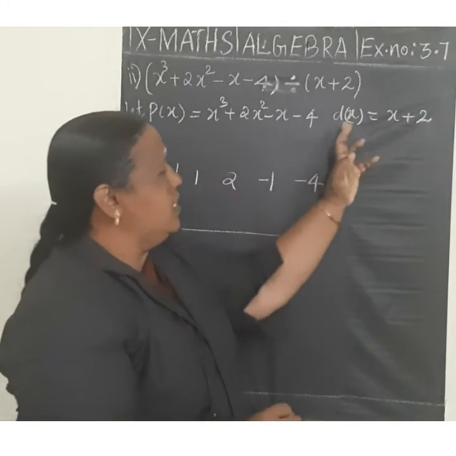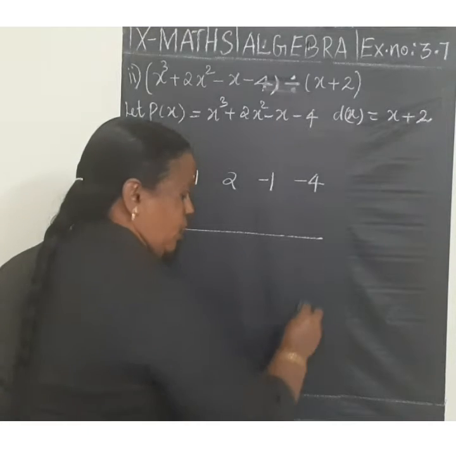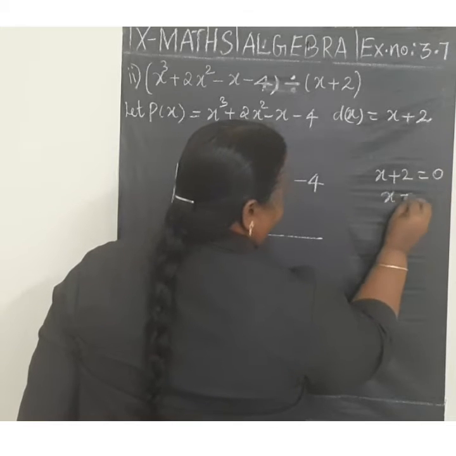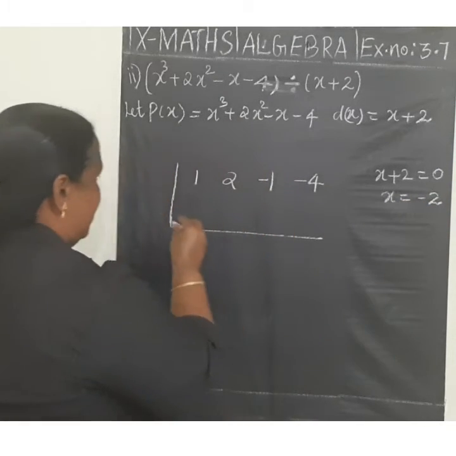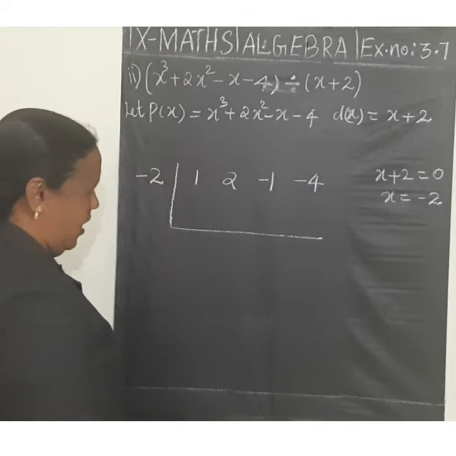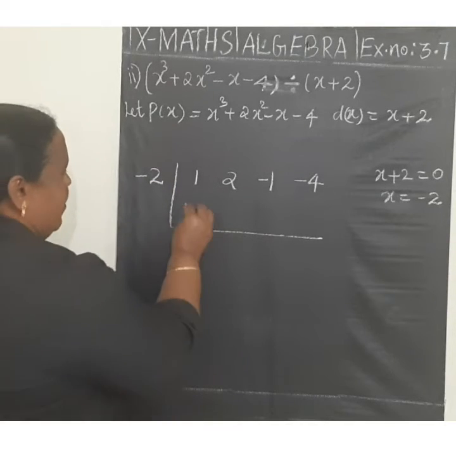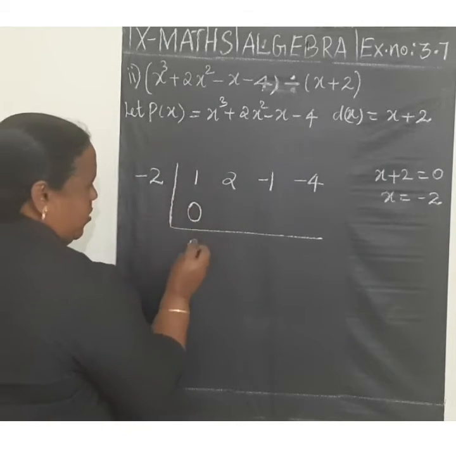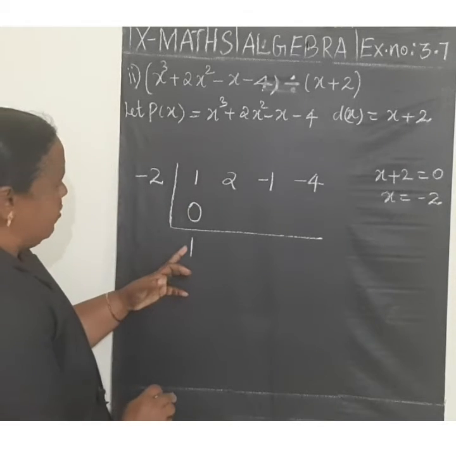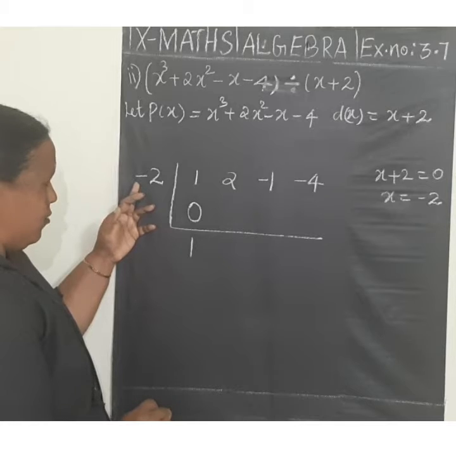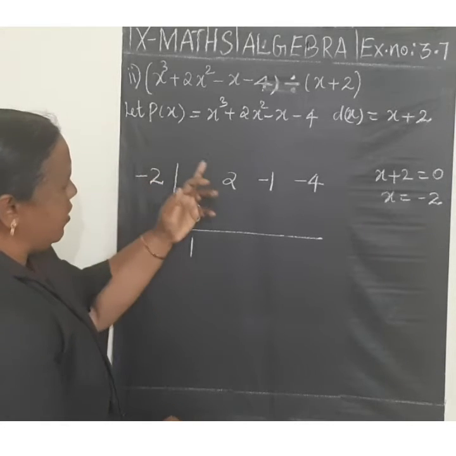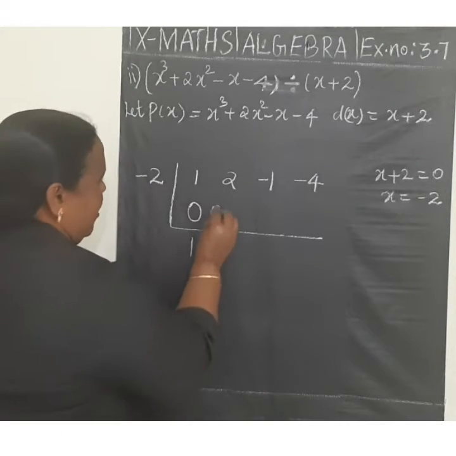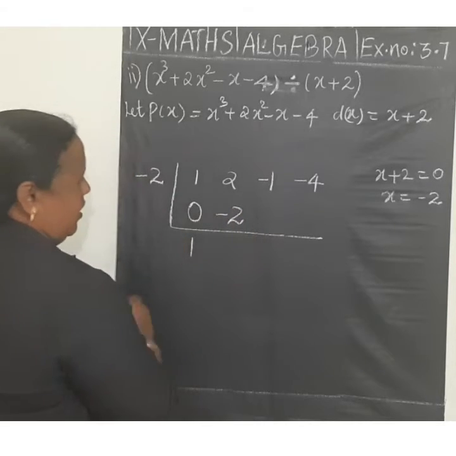Then next step, this d of x we have to equate to 0. So x plus 2 is equal to 0. Bring this to the side, x is equal to minus 2. That minus 2 we have to write here. Then after that in the first column we have to put 0. Then we have to add this one. 1 plus 0 is 1. Then next we have to multiply this 1 and minus 2, and write it in the second column. So 1 into minus 2 is minus 2. Write that one in the second column. Then add this one.